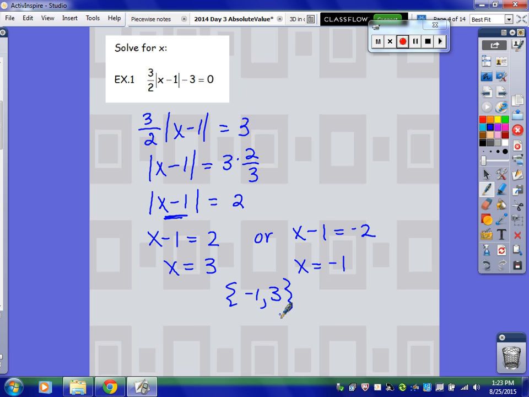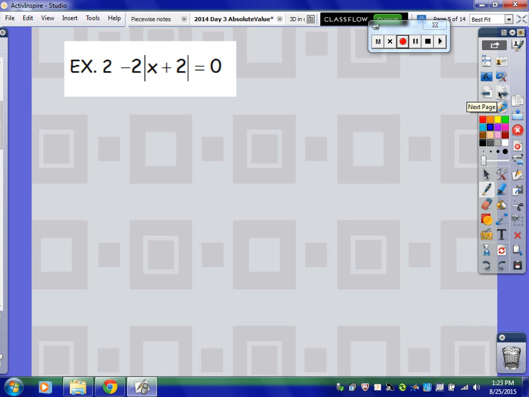Alright, let's look at another example. Here again, we have that 2, like in example 2. We need to isolate that absolute value. So that means we need a division property, and we need to divide by negative 2. So the absolute value of x plus 2 is equal to 0. Alright, break it into two equations.